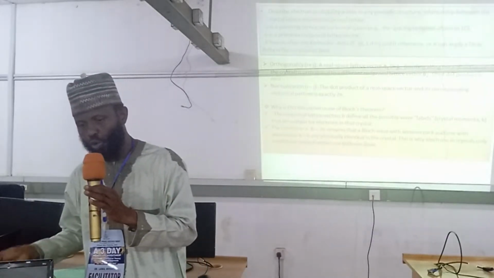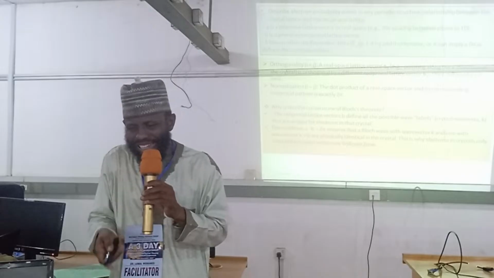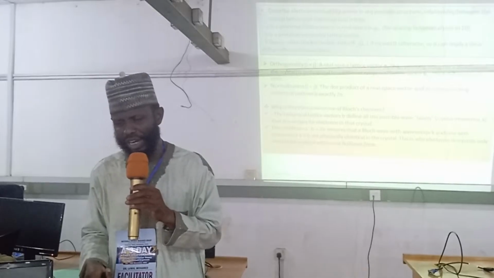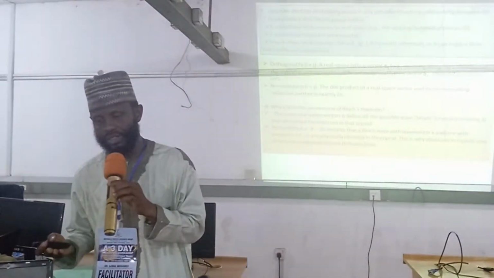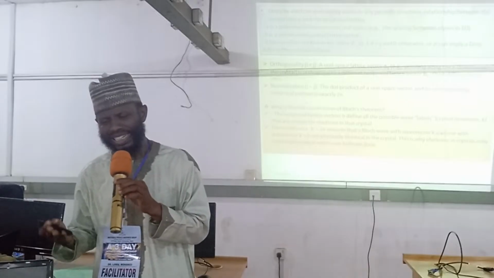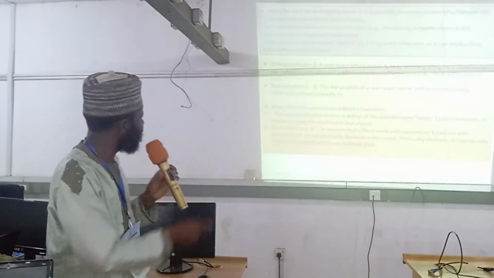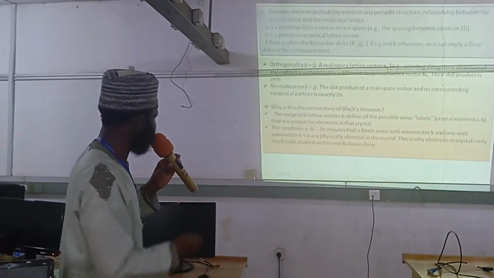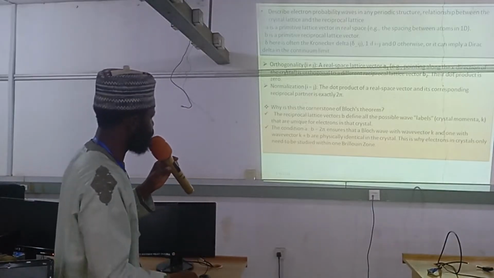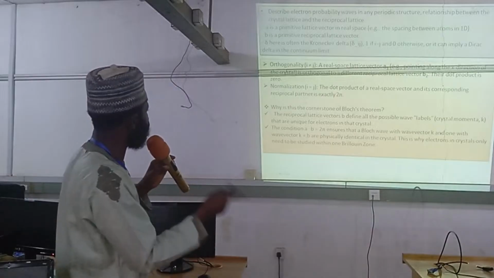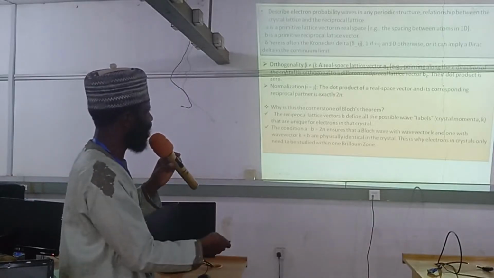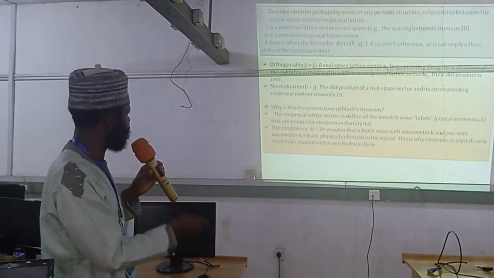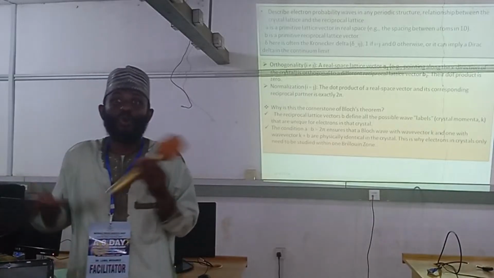Now, why is this the cornerstone of Bloch theorem? It is that the reciprocal lattice vector B defines all possible wave vectors, that is crystal momenta, that are unique for the electron in that particular crystal. Therefore, the condition A dot B is equal to 2π ensures that a Bloch wave with a wave vector k and one with wave vector k plus B are physically identical inside the crystal. Therefore, this is why electrons in a crystal need to be studied only within the first Brillouin zone.